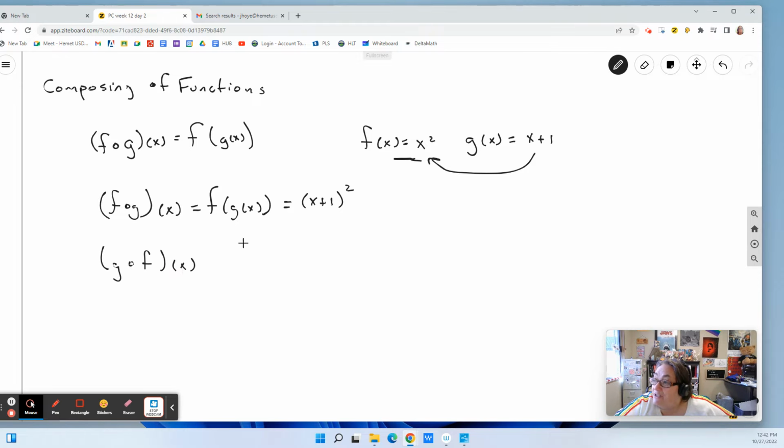If I wanted to do the same thing on the other side, so now I've got g, right? And I'm plugging f into g. So I have g of x, and I'm going to plug f of x into it. So I have x plus 1, and where the x is, I'm going to put in x squared. And then I'd wind up with x squared plus 1, right? Because I took my f of x and I plugged it into the x value.